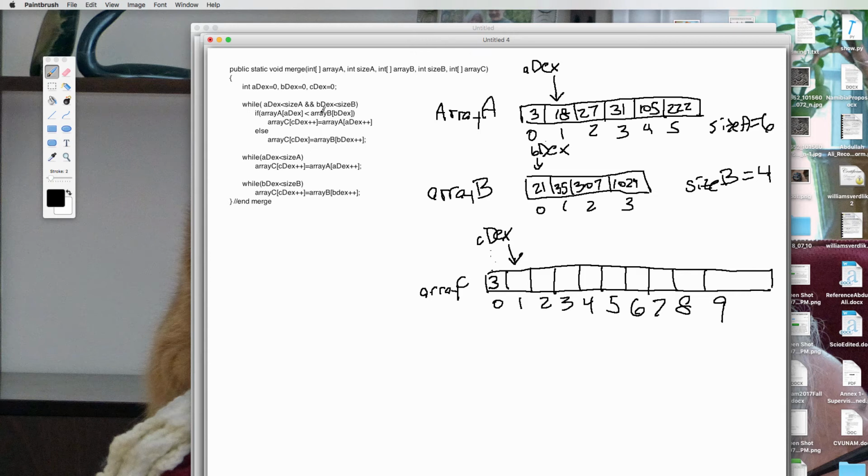And I go back up to the top. It's true that A-dex is still less than size A, and B-dex is still less than size B. I'm going to compare 18 and 21, and it turns out that the 18 is smaller, so I'm going to execute this line right over here, and an 18 is going to get copied over to here. And now I'm going to come over here, and this is going to get 1 added to it. And this is going to get 1 added to it.